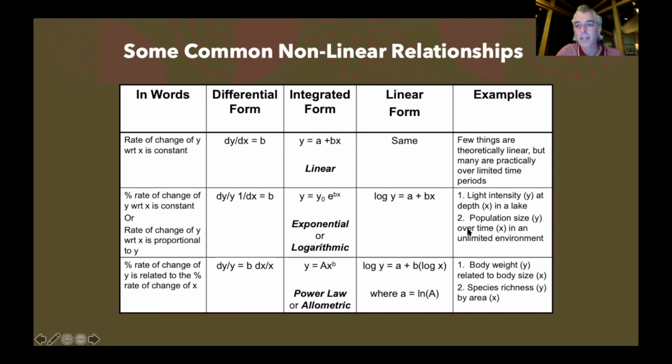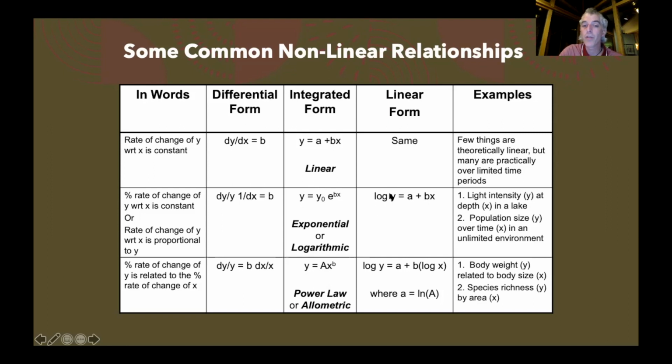But the second example is an example of a fundamentally nonlinear relationship, like an exponential or a logarithmic relationship, where the rate of change of y with respect to x is not constant. Instead, the percent rate of change of y with respect to x is constant. Or another way of saying this is that the rate of change of y with respect to x is proportional to y. In this case, we have an exponential or a logarithmic relationship that we can linearize by taking the log transformation of our response variable.